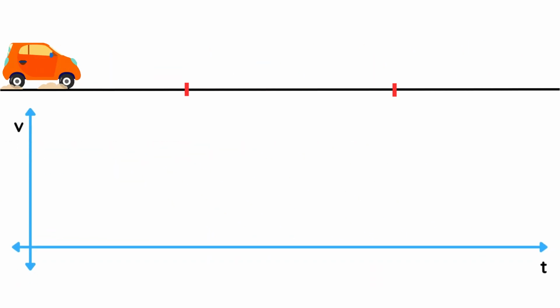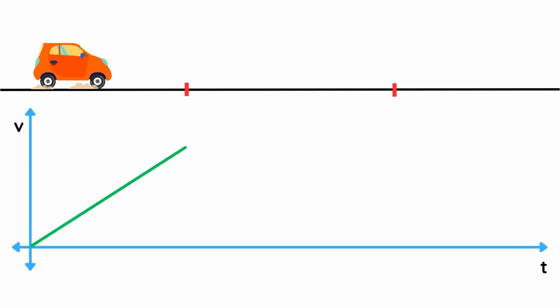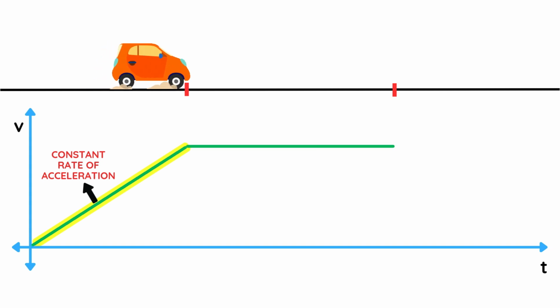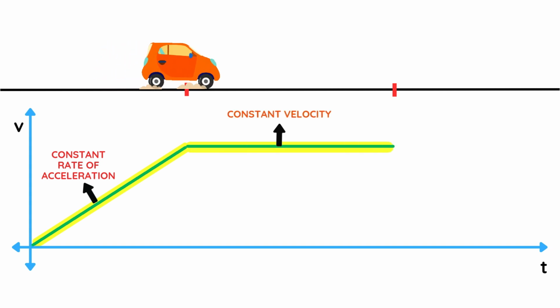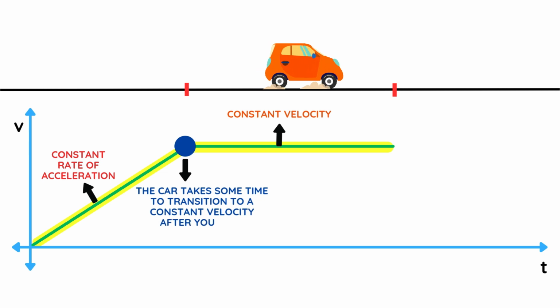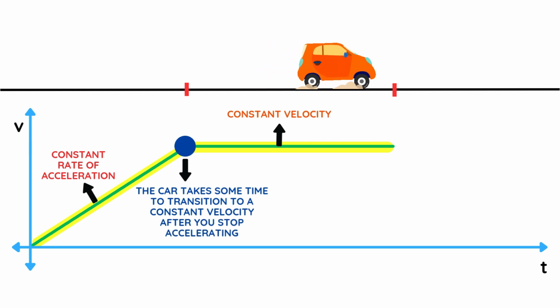For instance, when you accelerate the car, will it immediately achieve a constant rate of acceleration? Or will it take some time to reach that constant acceleration? Similarly, when you try to maintain a constant velocity, will the car instantly achieve it? The answer is no. It's not possible. The car takes some time to transition to a constant velocity after you stop accelerating.